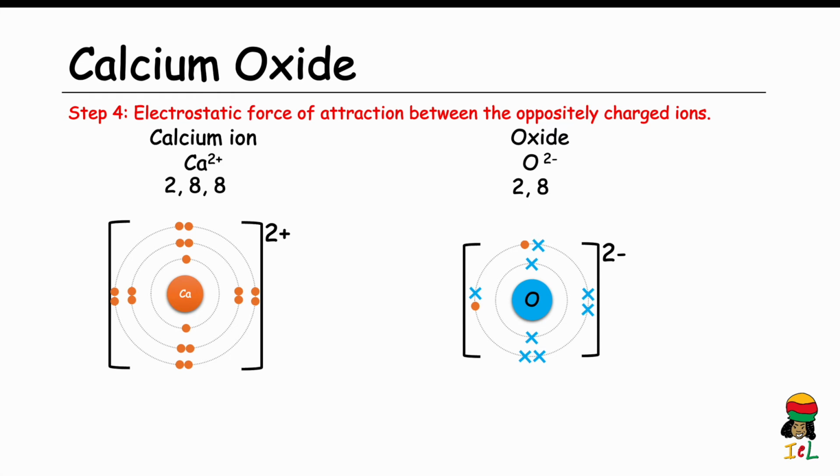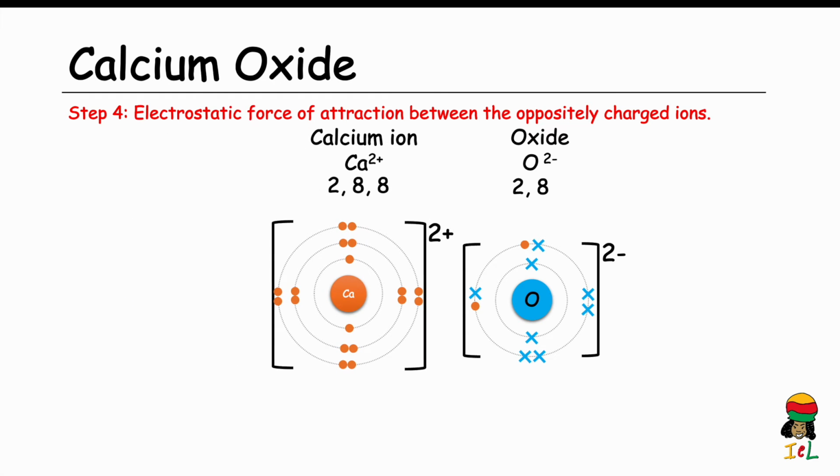Step 4, the electrostatic force of attraction pulls the oppositely charged ions together. The electrostatic force of attraction is the ionic bond, which is very strong.